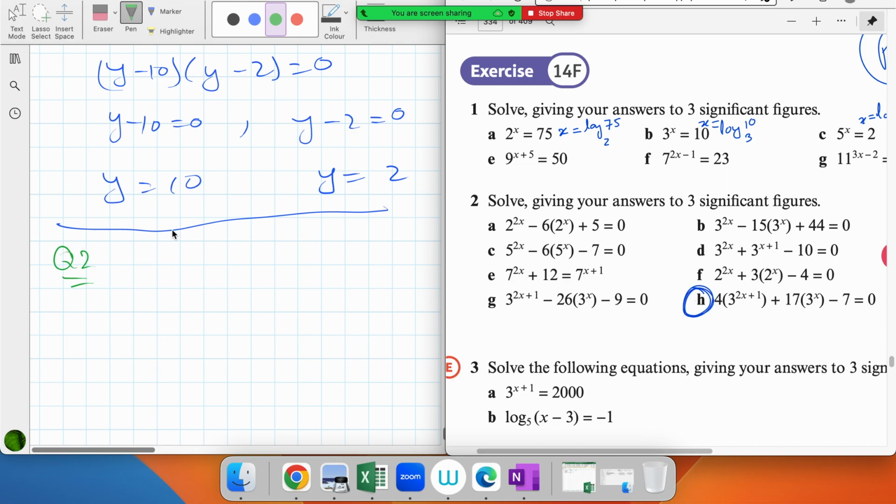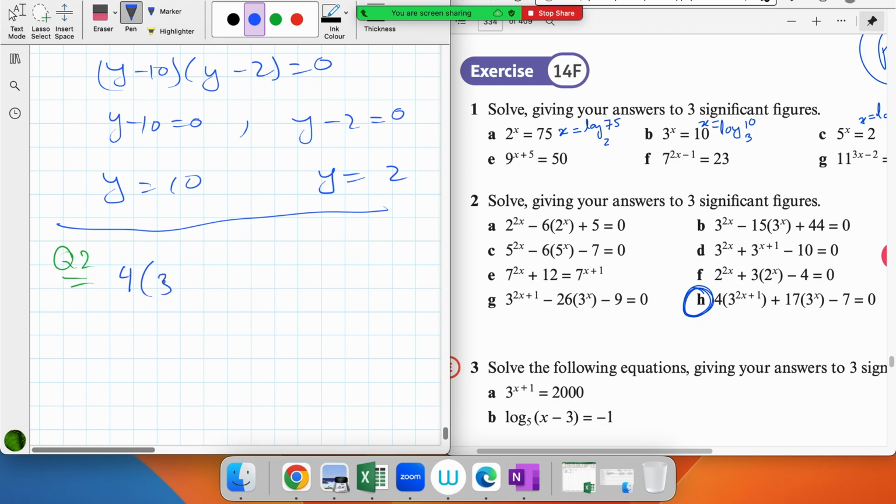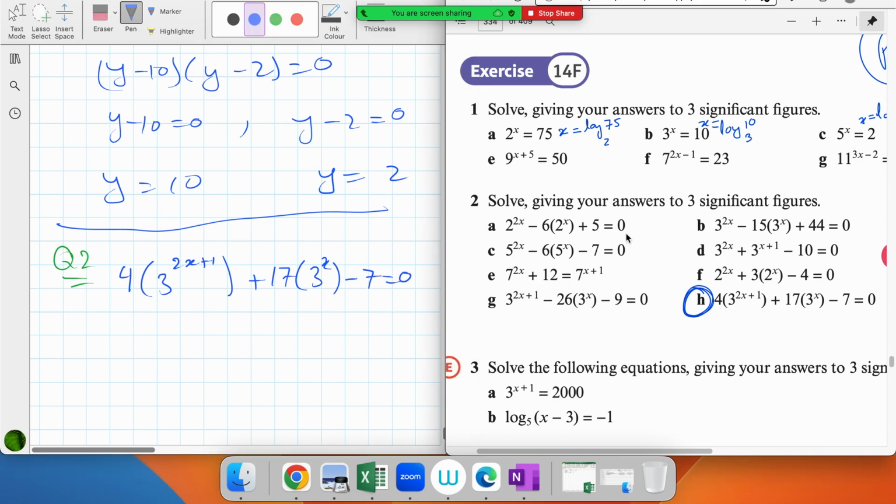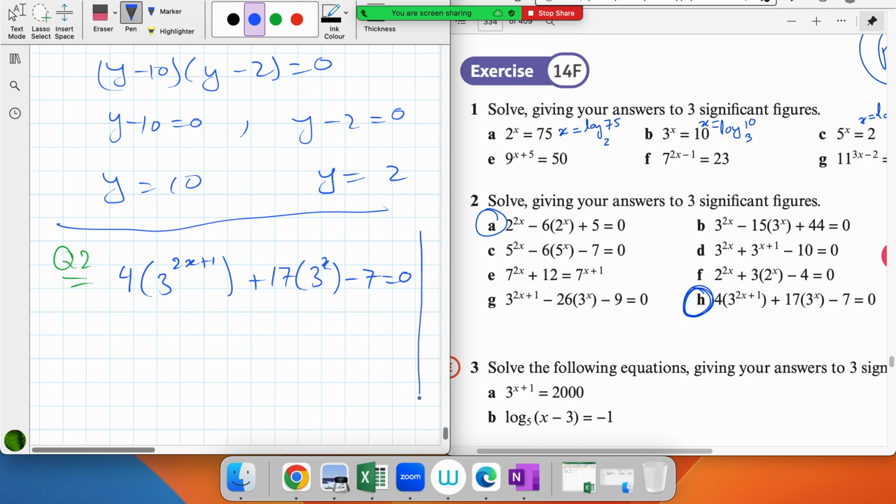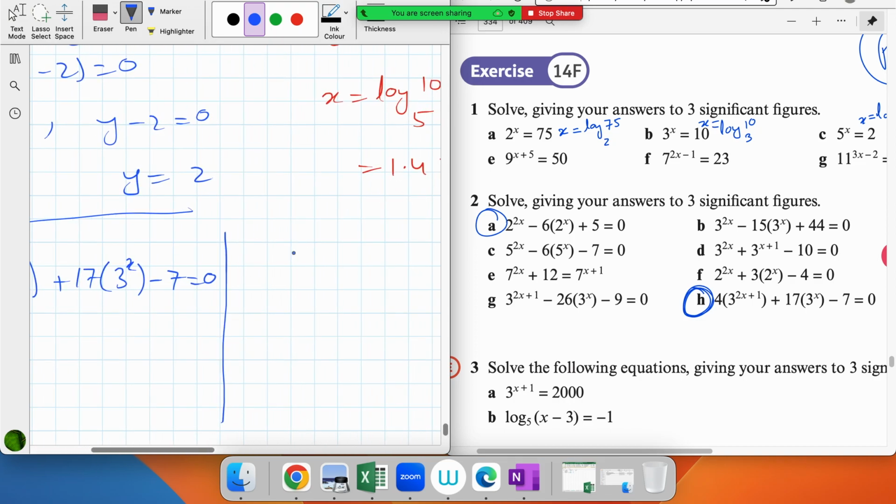Okay, so this is 4 times 3 raised to power 2x plus 1 plus 17 raised to the power 3x minus 7 is equals to 0. I'll do this after I solve 2a. Just want to show you one thing before we come on this.